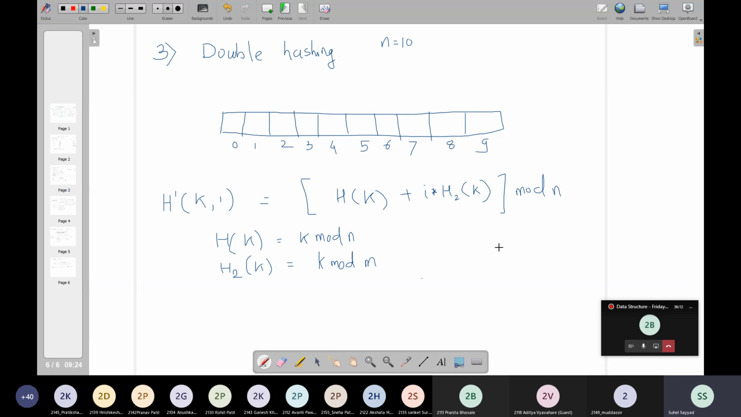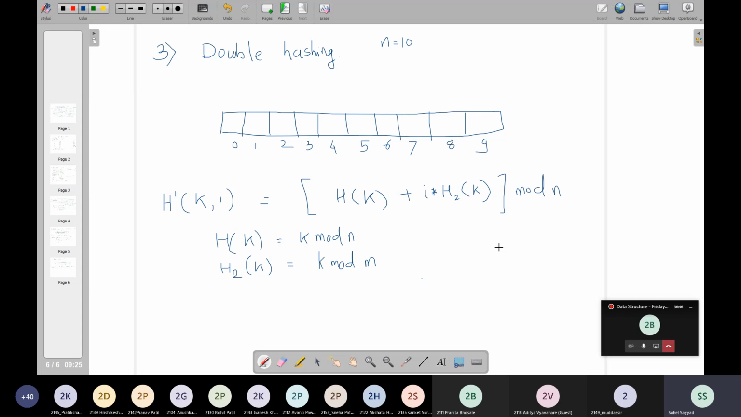So I'm taking a different mod in that case. For the base hash function, I have k mod n, but for the second hash function, I am having k mod m. Now, whether it is compulsory to have a different hash function, it is not compulsory, but it may be there. So I'm intentionally taking a different hash function so that we will come to know that h of k is a different hash function and h2 of k is a different hash function. So h of k here is k mod n and h2 of k is k mod m.